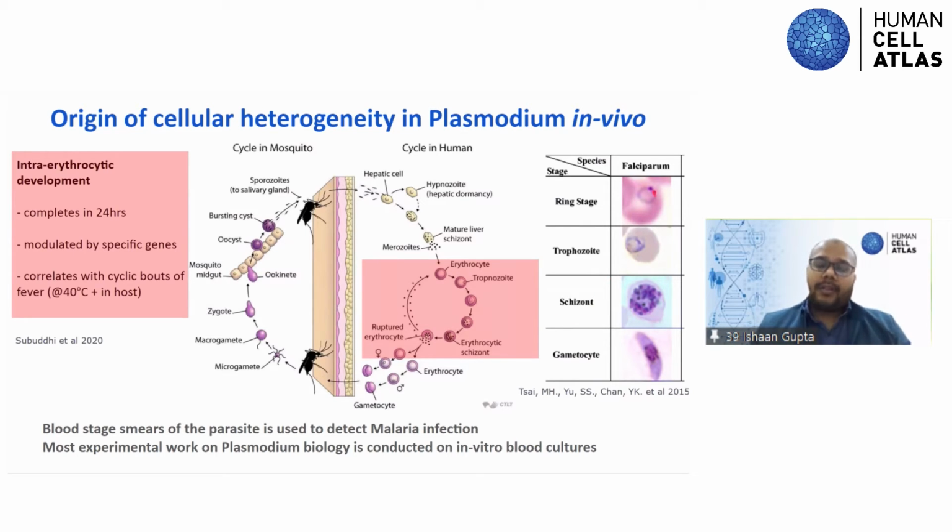And right from the ring stage, which is where the parasite enters the blood, it goes on to different stages of differentiation and finally matures and becomes a gametocyte that can be taken up by the mosquito. Something which is very interesting about this life cycle is that it is somehow circadian. The circadian clock for this life cycle is tuned to the host. So every 24 hours, the cycle completes. It is modulated by specific genes, and it also correlates with cyclic bouts of fever. So we wanted to understand exactly how this happens. Can we actually dissect the genes playing a role in this process?